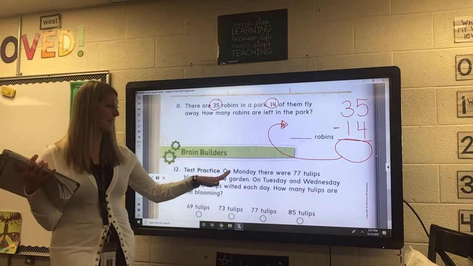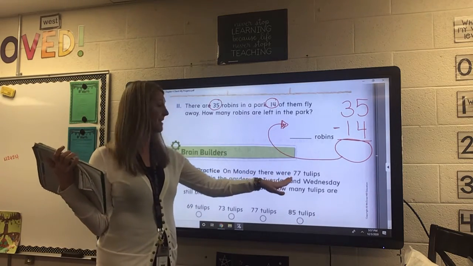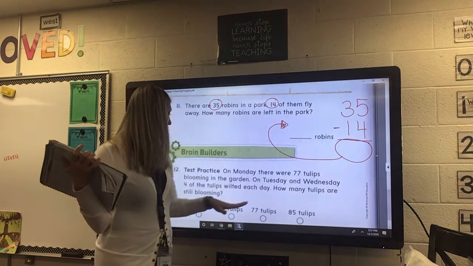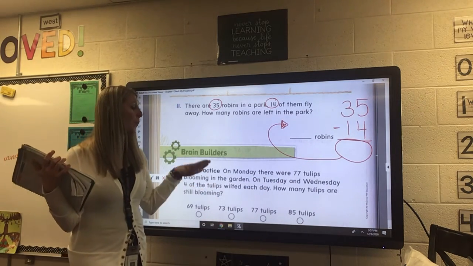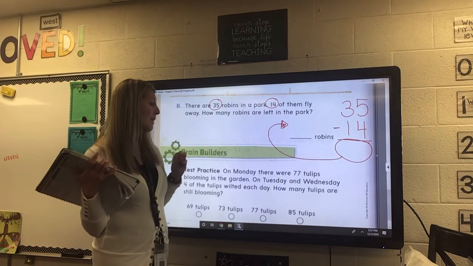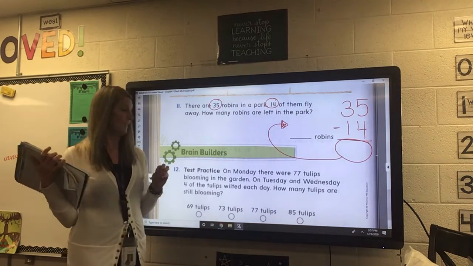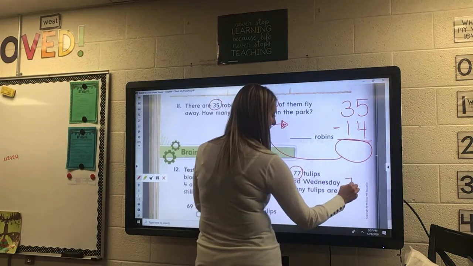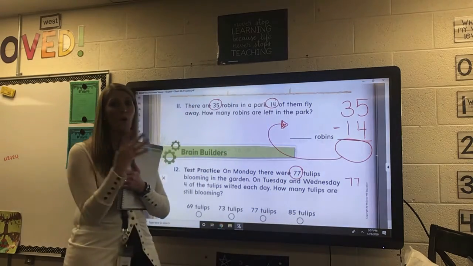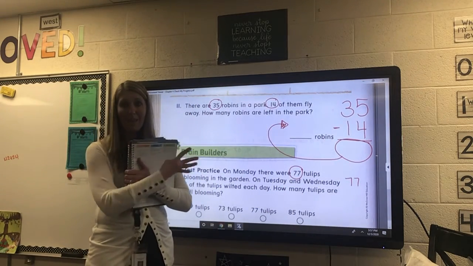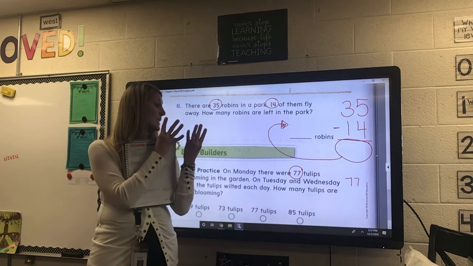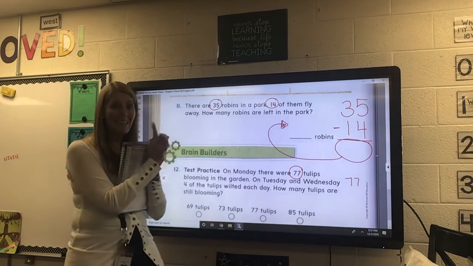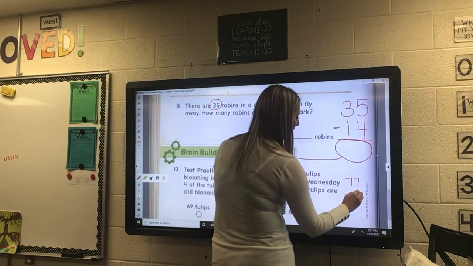All right, on the last one, it's a brain builder, but we can do it. It says, on Monday, there were 77 tulips blooming in the garden. On Tuesday and Wednesday, 4 of the tulips wilted each day. How many tulips are still blooming? So we are going to start with 77 tulips, and 4 start to wilt on Tuesday, and 4 more start to wilt on Wednesday. So think, what is 4 plus 4? Oh, 4 plus 4 is 8. So I'm going to subtract 8 from here.